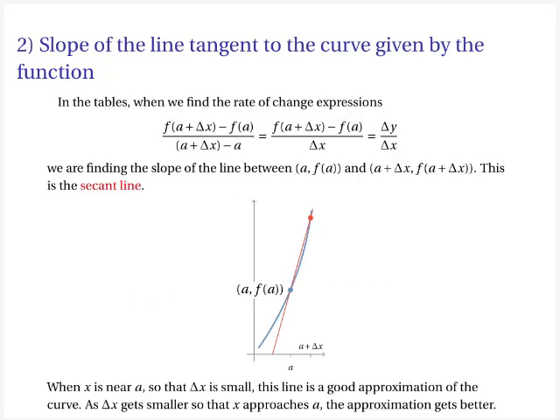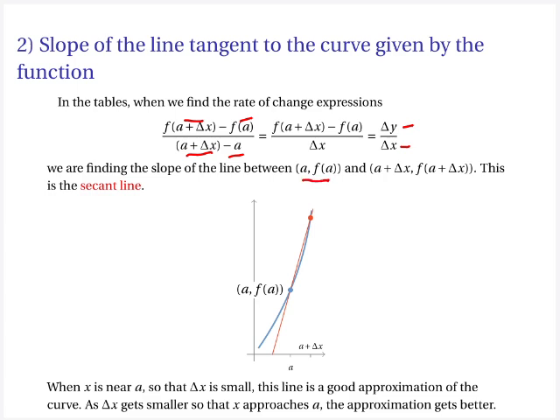Second way to think about the rate of change of a function. In the tables, I showed a half dozen tables. When we find the rate of change expressions, when we calculate delta y over delta x, we're calculating f of a plus delta x minus f of a, over a plus delta x minus a. And that's the slope of a line.